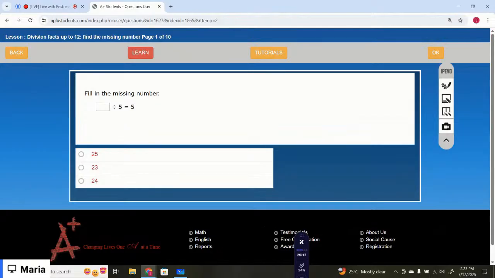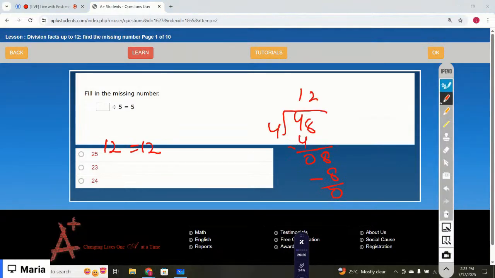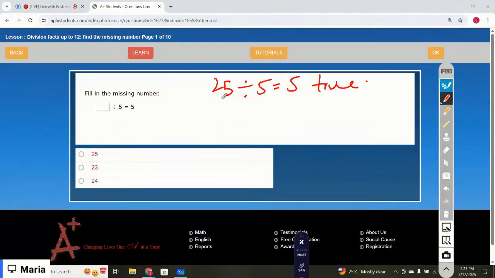Fill in the missing number. What number divided by 5 is 5? Now you are given three options, right? You can try them one by one. So start with the first option. That is 25 divided by 5 equals 5. So yes, true it is, right? Because 25 divided by 5 is 5.